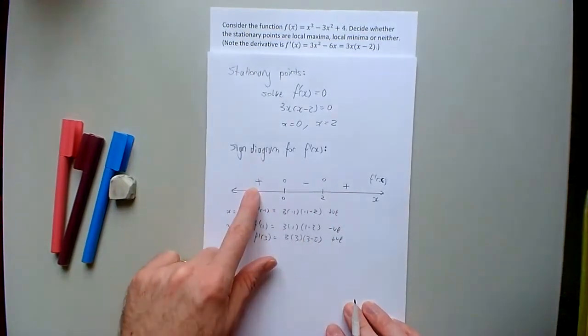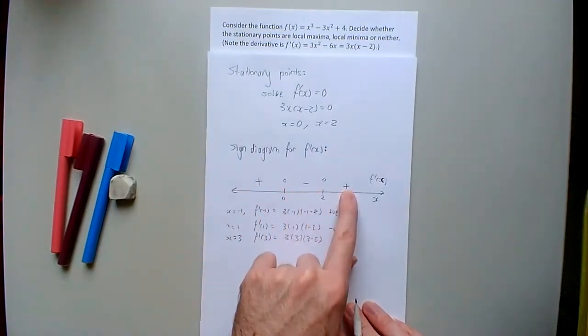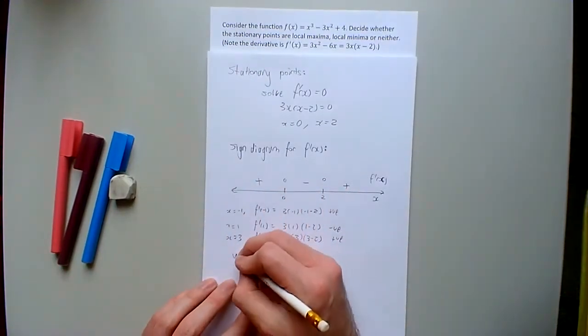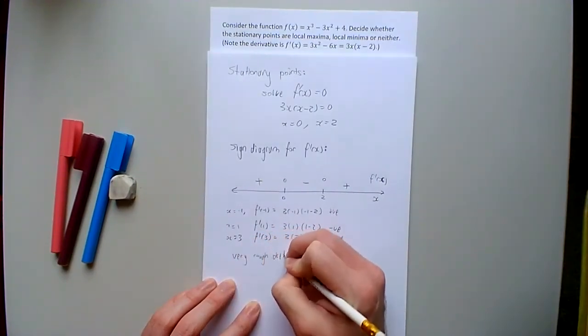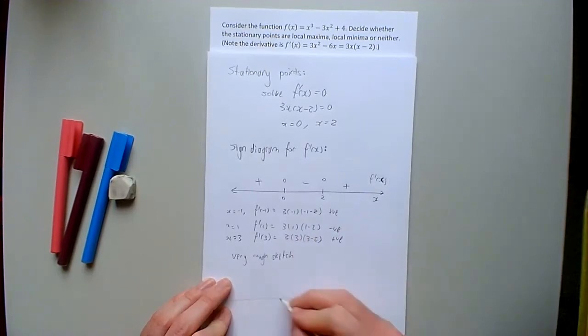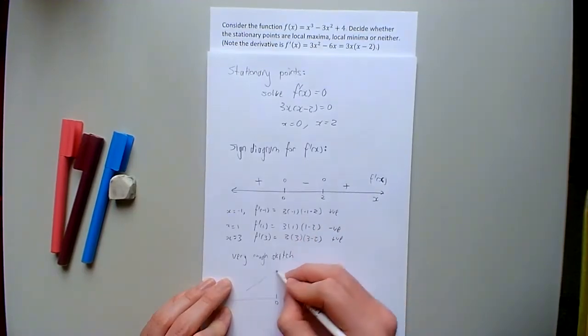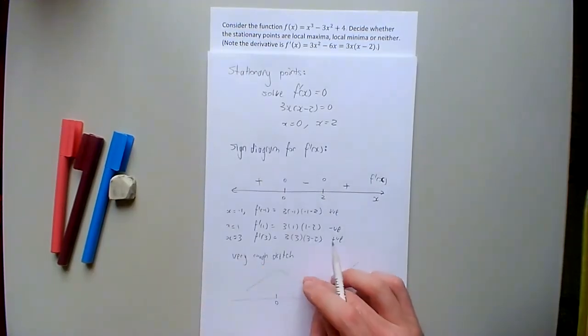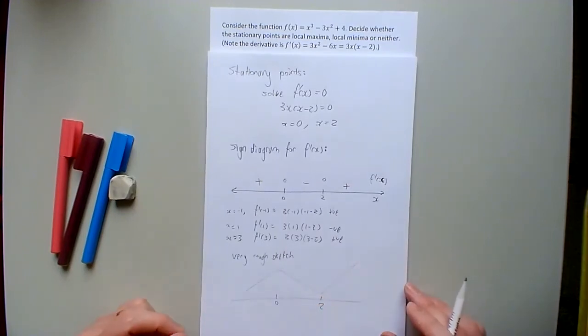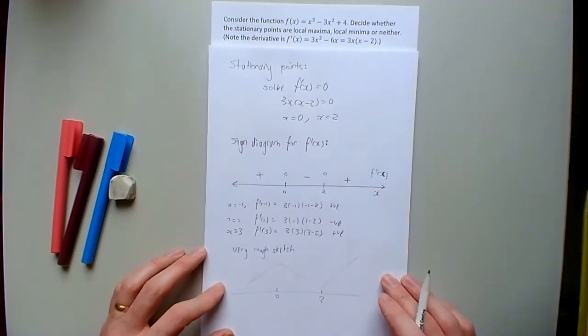which means the function's increasing here, decreasing here, and increasing here. So a very rough sketch. That's 0 and that's 2. My function's going up and then down and then up. Now, it's not that actual shape. I mean, it certainly doesn't have a kink in it, but that's enough to tell me that there is a local maximum here at 0 because it's going up and then down, and a local minimum here at 2, which is going down and then up. So one of them's a local maximum, the other one's a local minimum.